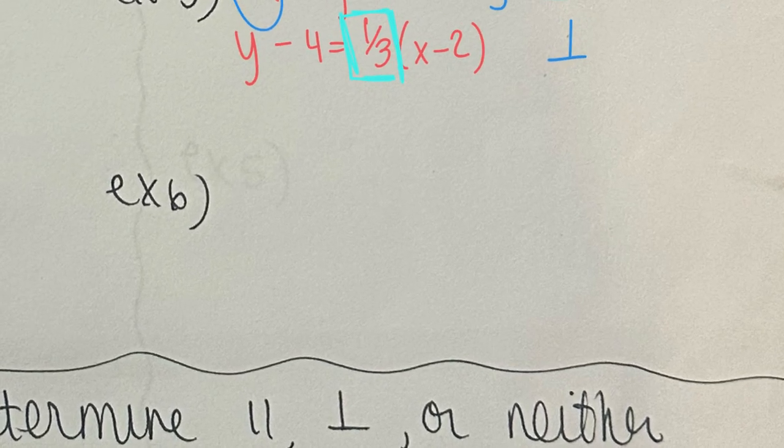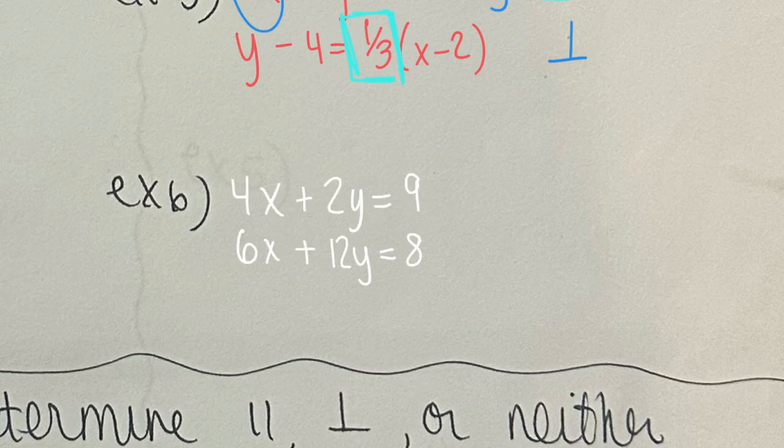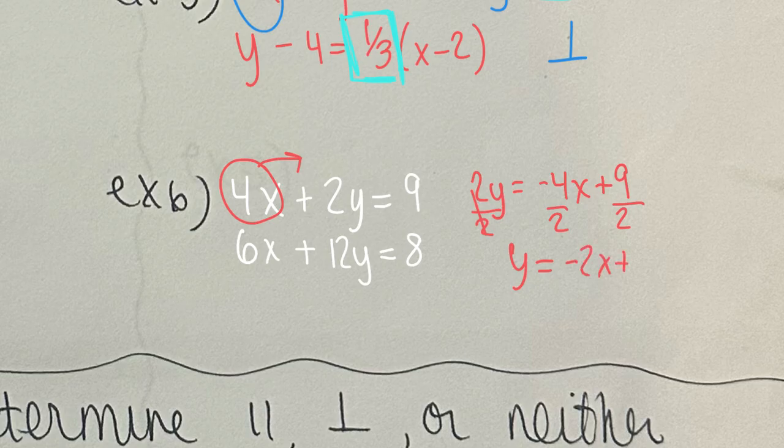Okay, example 6. My equations are 4x plus 2y equals 9, and 6x plus 12y equals 8. They're both in standard form, so I'm going to need to rearrange them. I'm going to move the 4x to the other side. 2y equals negative 4x plus 9. Divide. That gives me y equals negative 2x plus 4.5.